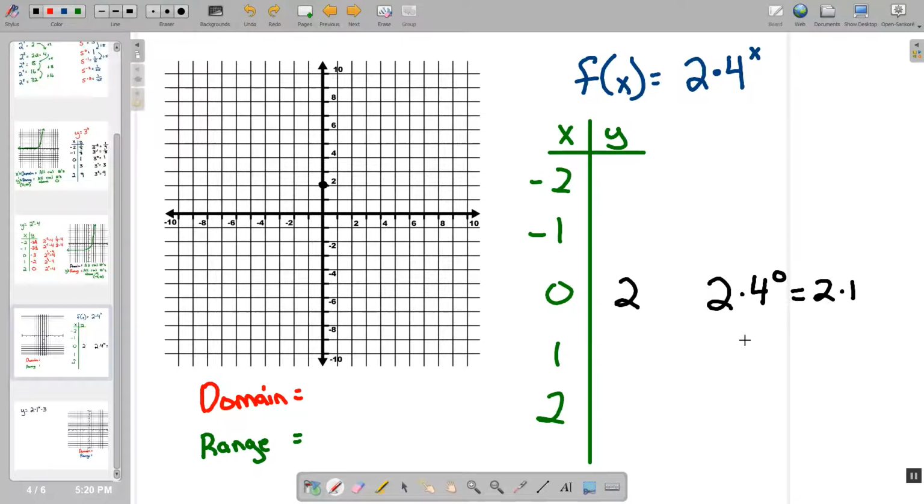From here, I can try 1. So 2 times 4 to the 1st power. That's 2 times 4, which is just 8. So this one grows really quickly.